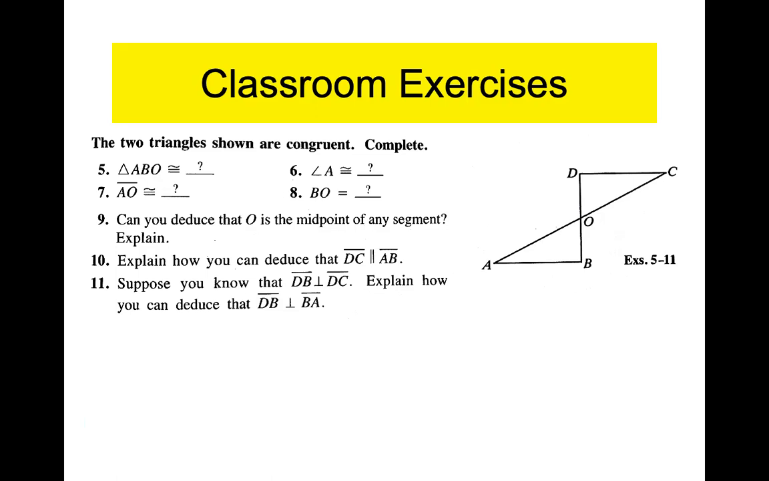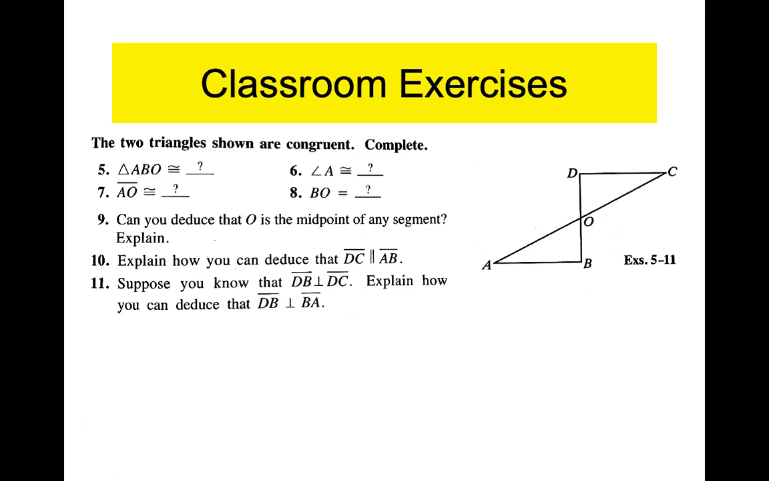Suppose you know that DB is perpendicular to DC. Okay, great. Explain how you can deduce that DB is perpendicular to BA. Well, you could do it two ways. You could do a proof. You could use alternate interior angles, sure. Or you could just show that the two angles are congruent.